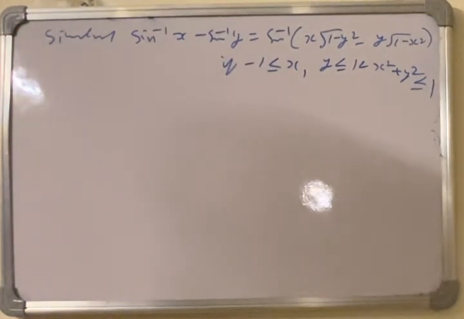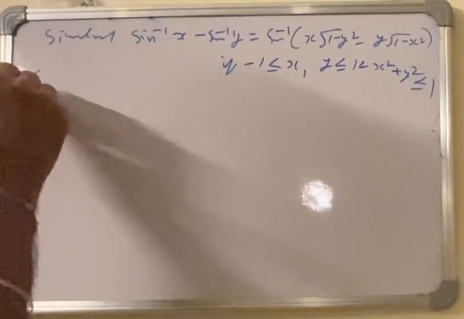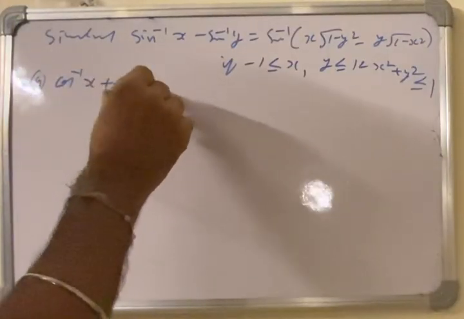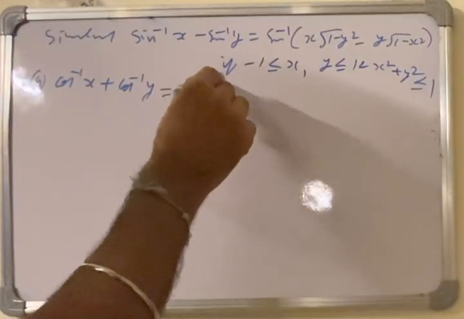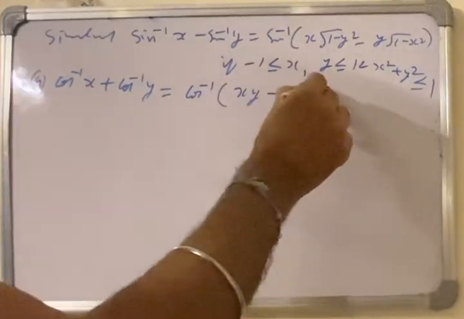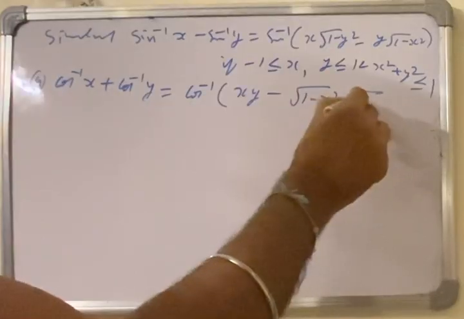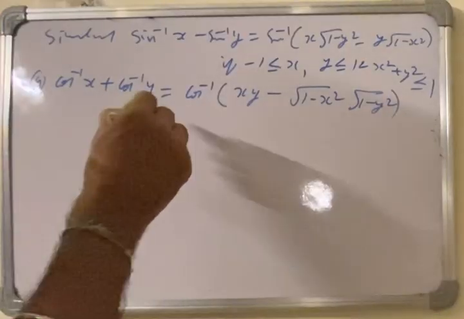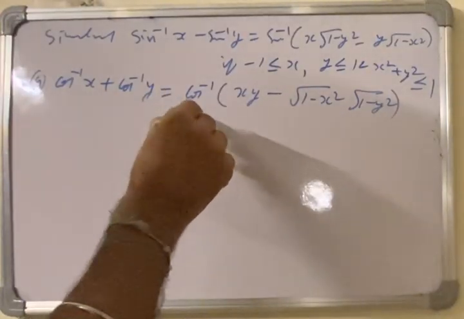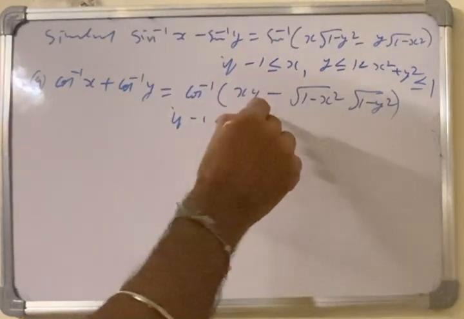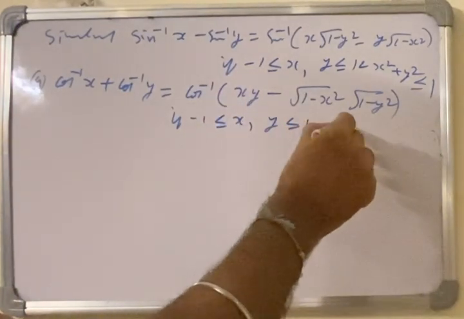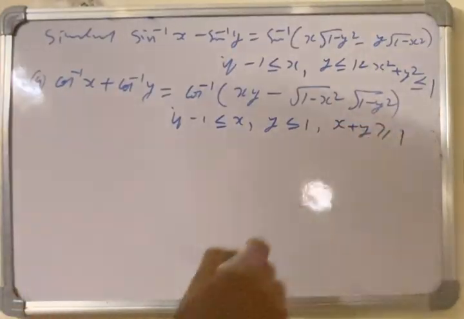So next, ninth property is cos inverse x plus cos inverse y is equal to cos inverse bracket xy minus square root of 1 minus x square into square root of 1 minus y square, if minus 1 is less than equal to x, y is less than equal to 1, and x plus y is greater than equal to 1.